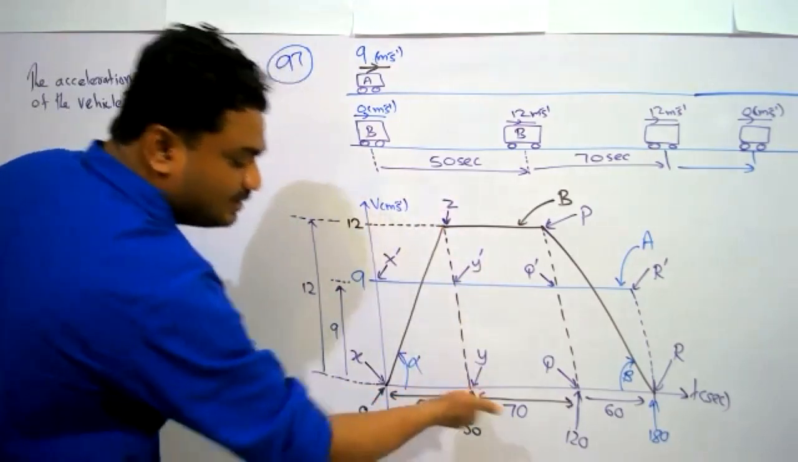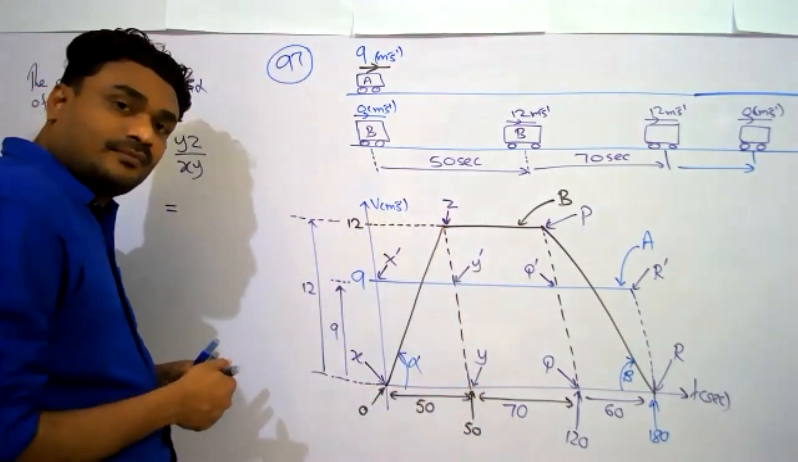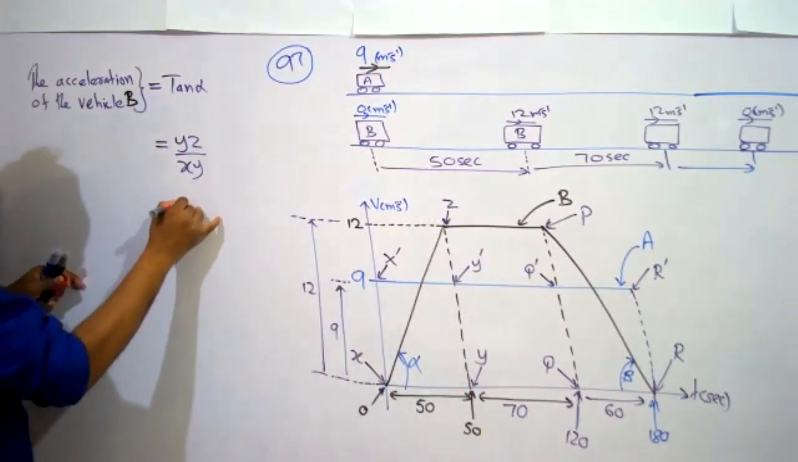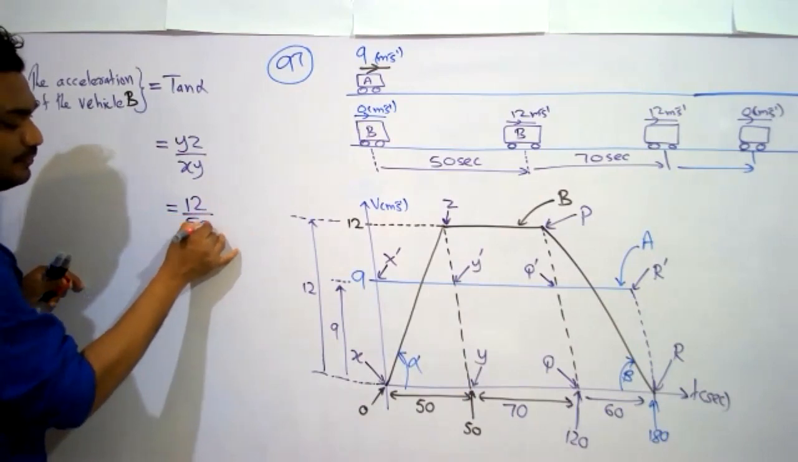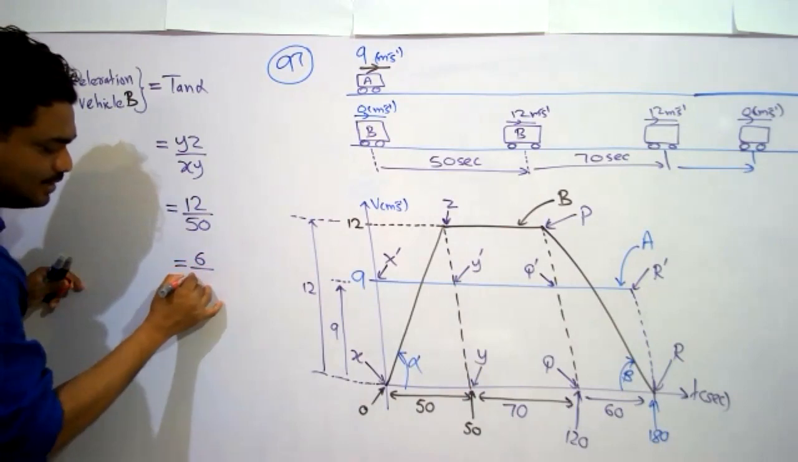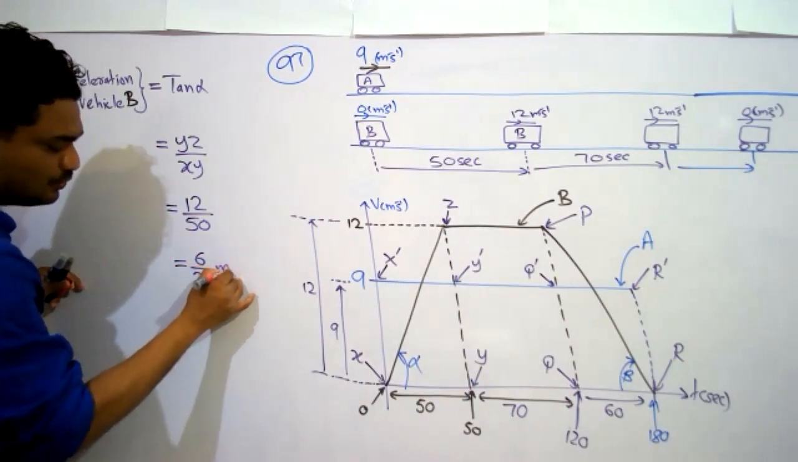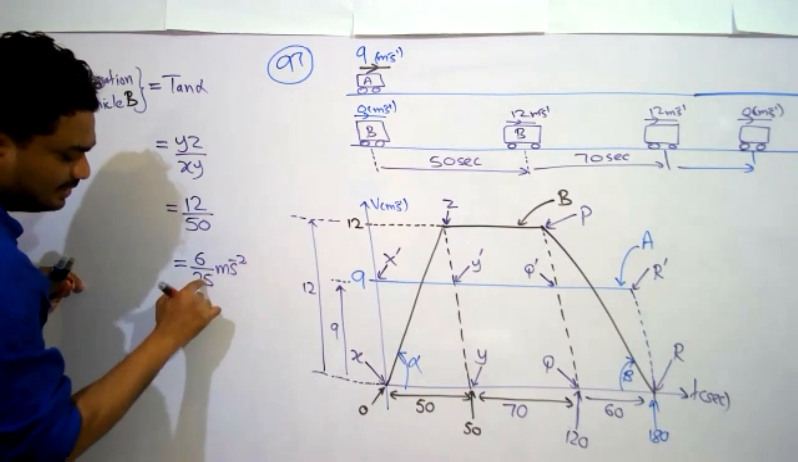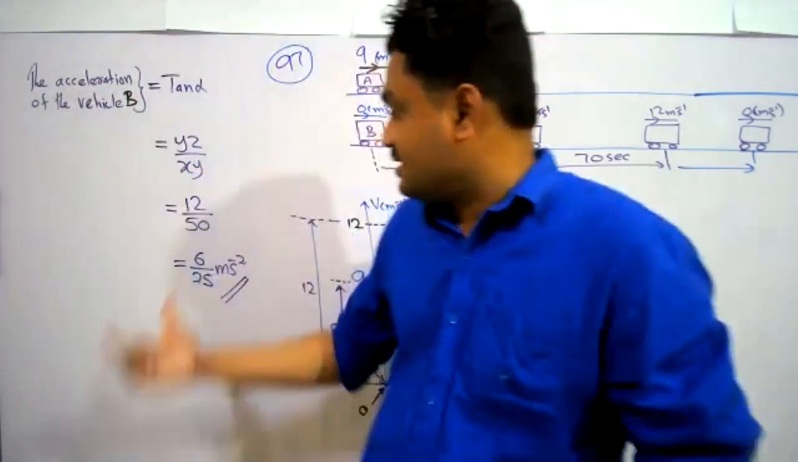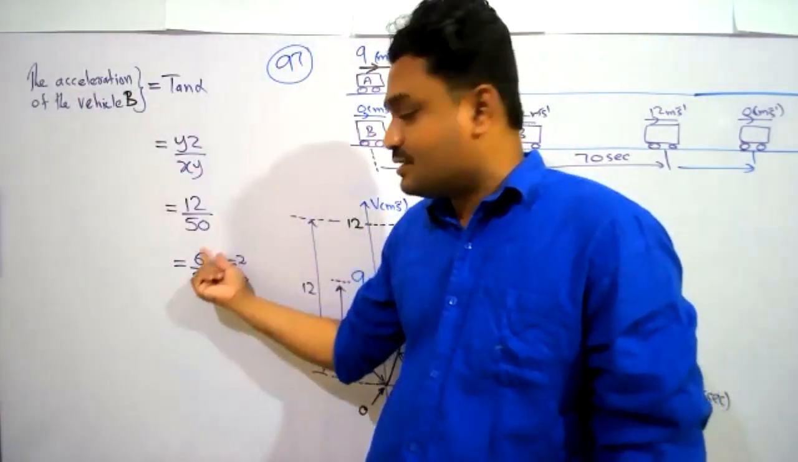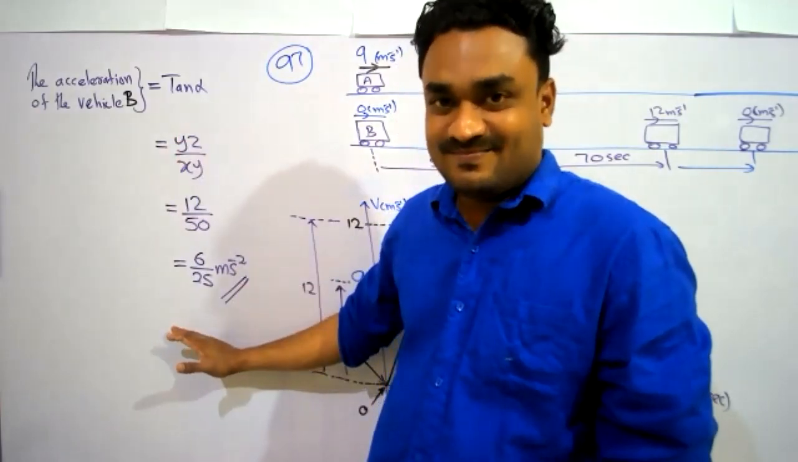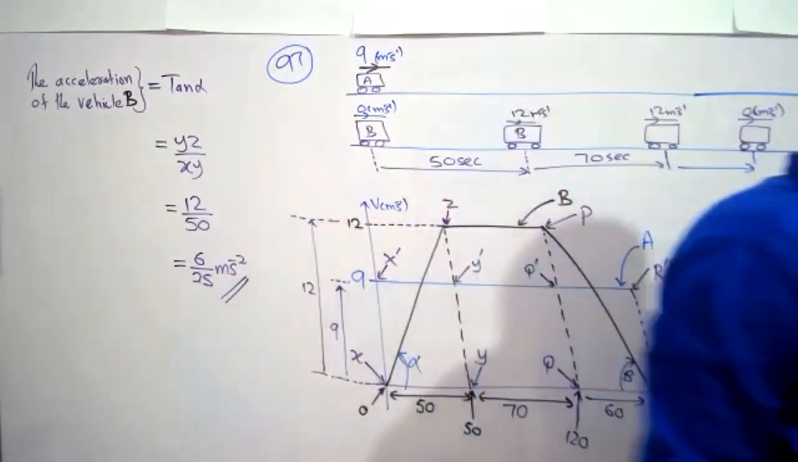What is XY length there? What is XY length? 50. XY length is 50, yes. So acceleration is 12 divided by 50. 12 can be divided by 2, that is 6. 50 can be divided by 2, that is 25. So 6/25 meter per square second is the acceleration. For my equations, this is enough, but in the exam, you have to divide 6 by 25. For my equations, always keep the answer as a fraction. Complete it here, quick.